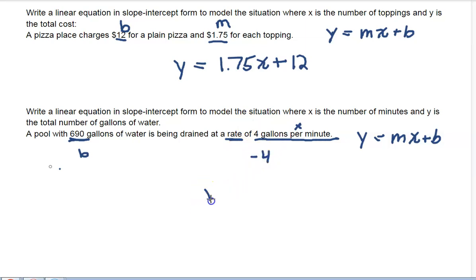So our equation is going to be y equals -4x plus 690. Okay, there you go. Pretty straightforward. Make sure you're finding your slope. That's how much something is changing, what's happening each time you change something. And then you want to find your y-intercept. That's going to be your beginning, your beginning every time for these problems.